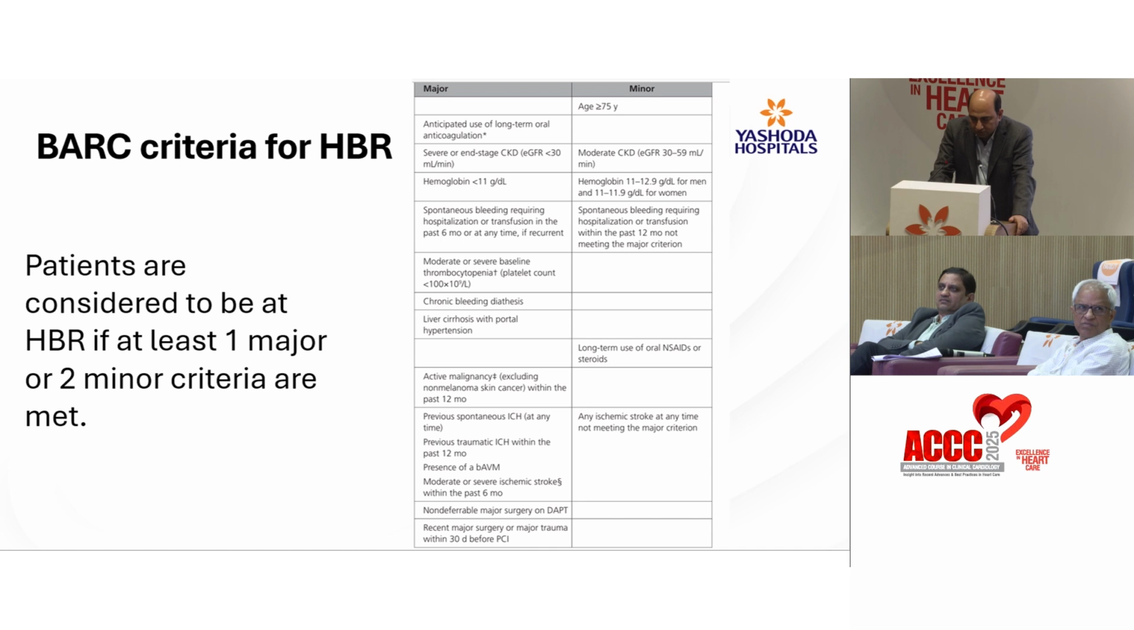So cirrhosis, bleeding diathesis, any malignancy within 12 months, previous spontaneous ICH, post-traumatic ICH within 12 months, all these are considered, or a recent major surgery or a major trauma within 30 days before PCI is also a high bleeding risk major criteria. So keep these in your mind and then decide what will be your strategy when you are going for an angioplasty in this patient.